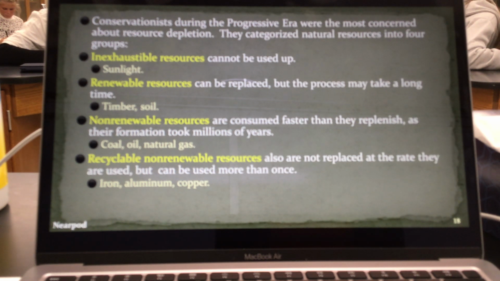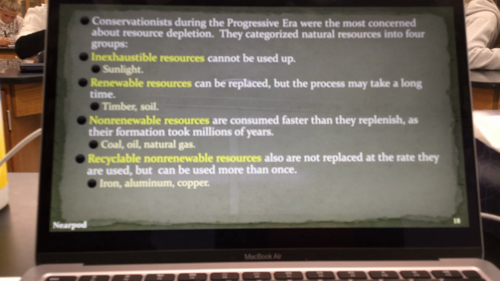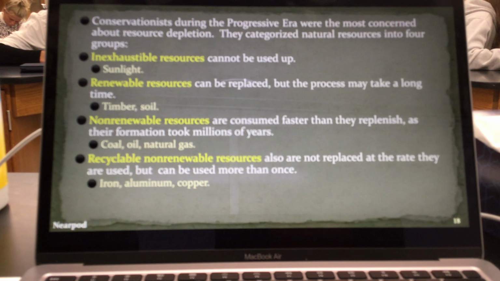All right, so that's inexhaustible. And you have your renewable resources, which can be replaced, but it takes a long time. So we've cut trees, and we still cut trees today. We still grow crops where we have to till the soil and use the nutrients from the soil to grow crops from year in to year out. Those are renewable, but they do take a long time to replenish.